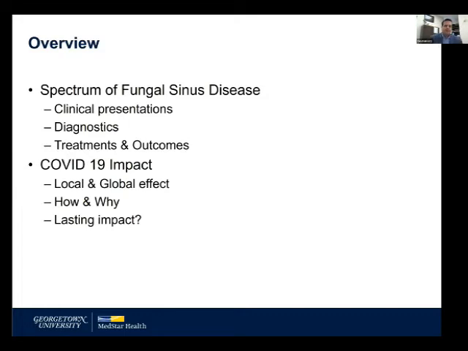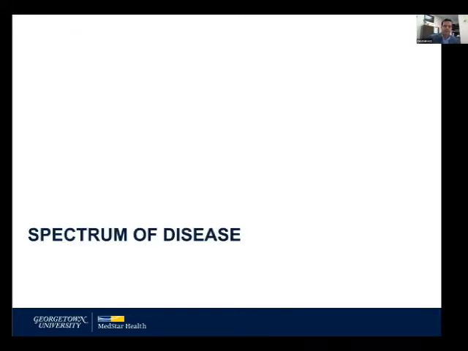In large part, I wanted to do this because everyone, when they hear fungal sinus disease, immediately goes to acute invasive fungal disease. And the reality is that's not the majority of the cases, but it is one of the most impactful ones. So we will be talking about all those, and then looking towards the end at how COVID affected this, and it really had the most significant impact on acute invasive fungal sinusitis, both here, but to an even bigger effect globally. But we definitely saw the impact here.